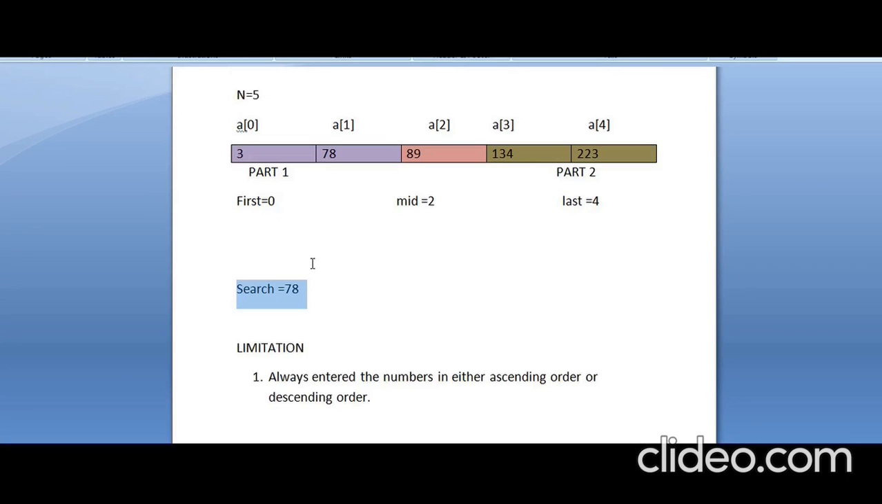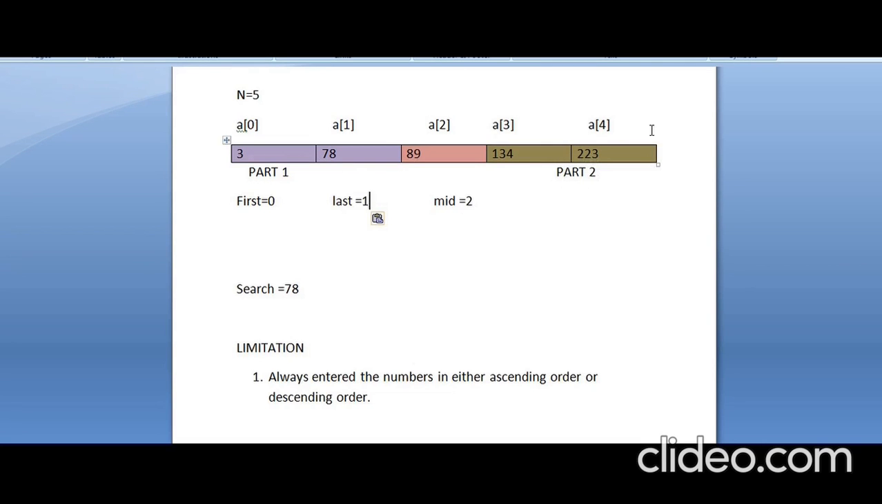So what is the value of last? Last is 4. It should be mid minus 1. What is mid? Mid is 2. 2 minus 1 is 1. Right? So now the last pointer, instead of pointing to this 4, it is pointing to 1. So it will move from here, we will cut it and bring it here. Okay. So this is how it works.